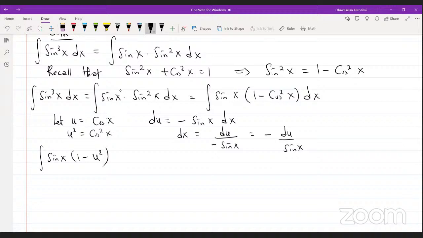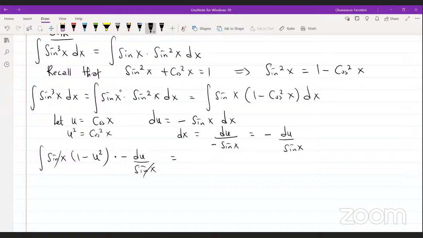But what is dx, guys? dx is just this, so this is going to be multiplied by negative du over sine x. Now, when you do u substitution, what comes to mind? Something cancels out, something gets simplified to make life easy. So this sine x is going to cancel with that one, and then this negative sign, I can just pull up front.